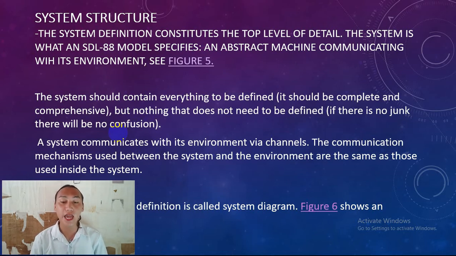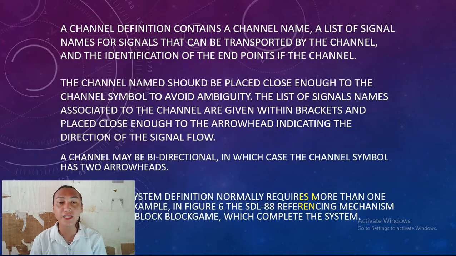In SDL-GR, the system definition is called the system diagram, Figure 6. A channel definition contains a channel name, a list of signal names for signals that can be transported by the channel, and the identification of the endpoints of the channel. The channel name should be placed close enough to the channel symbol to avoid ambiguity. The list of signal names associated with the channel is given in brackets and placed close enough to the arrowhead indicating the direction of the signal flow.